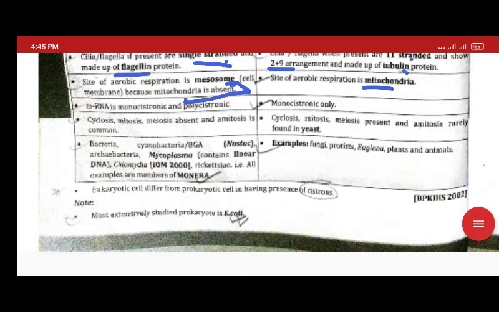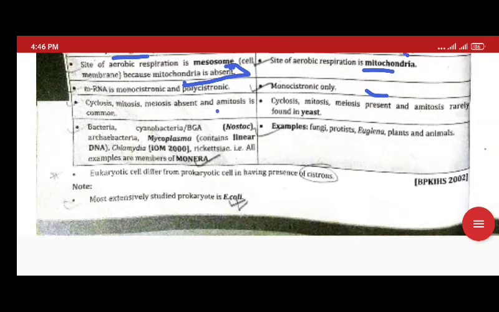Now here mRNA is monocistronic and polycistronic both, and here mRNA is monocistronic only. So monocistronic is like what? One gene to one mRNA. So here it is only one gene to one mRNA, and polycistronic is from many genes to many mRNA forms.